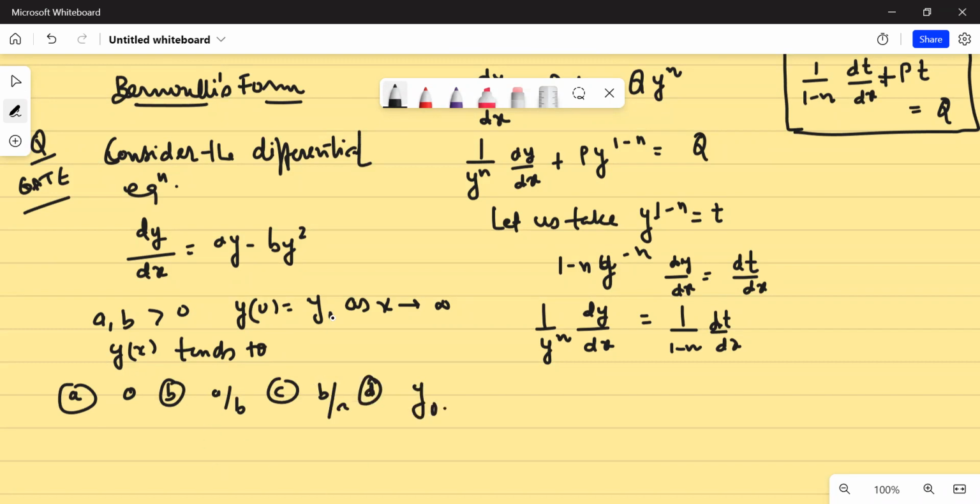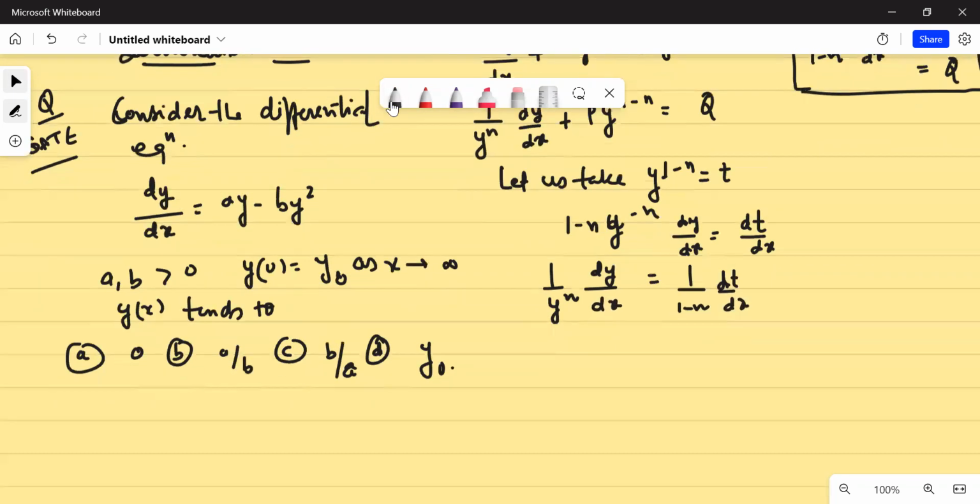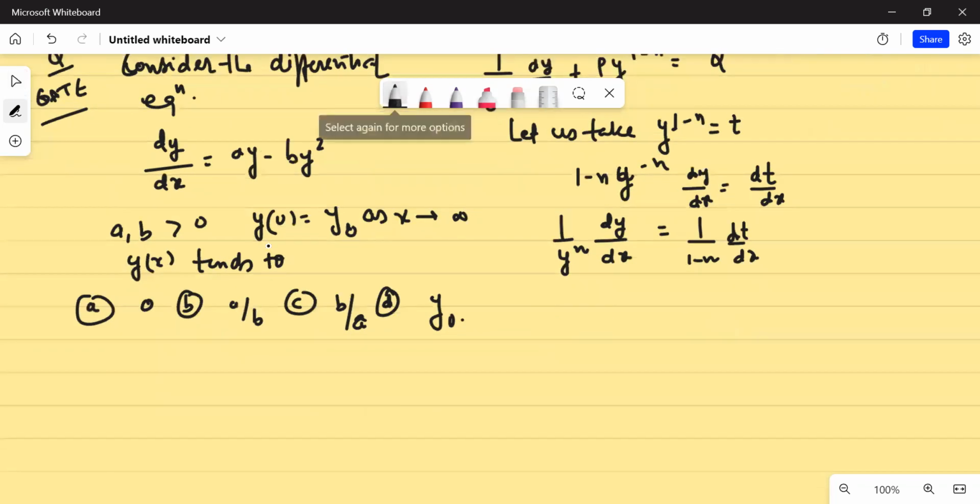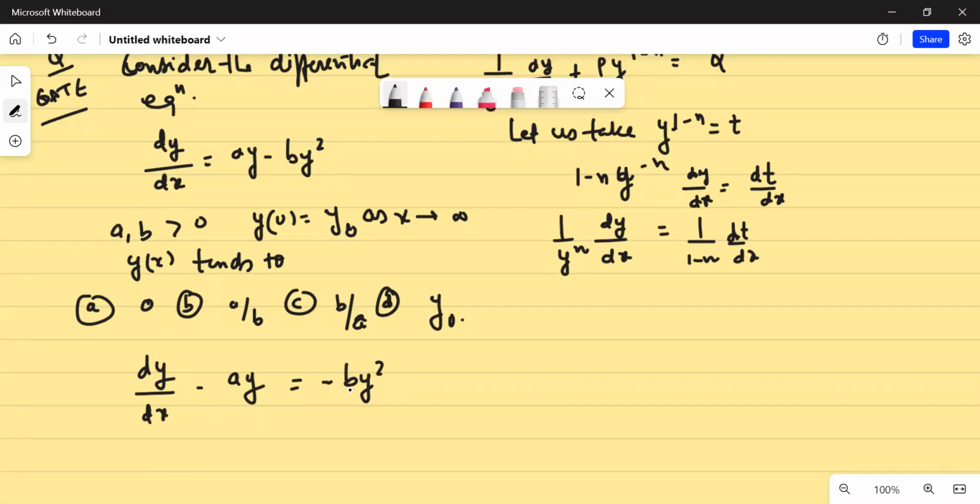Okay, so what has been asked? It has been asked that dy by dx equal to ay minus by square, where a and b are both greater than 0, and y(0) equal to y0. As x tends to infinity, y(x) tends to which of the following values? This is what has been asked in the exam. So what I'll do, I can write this as dy by dx minus ay is equal to minus b y square.